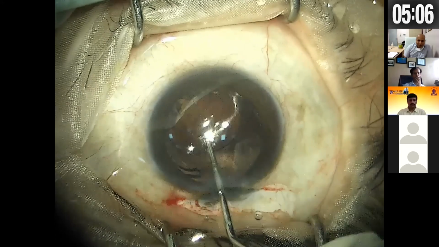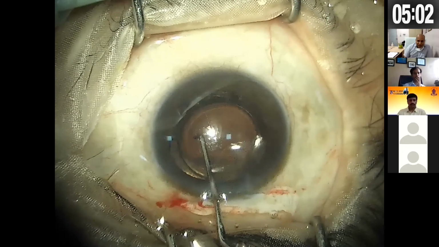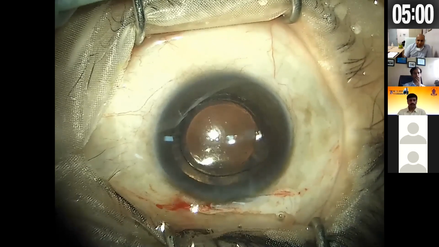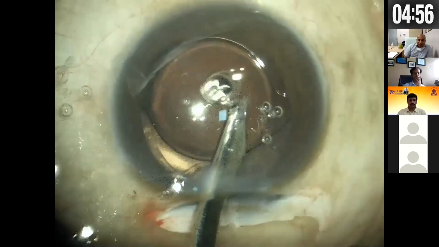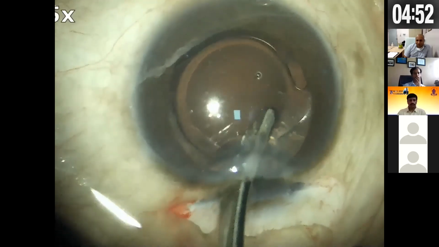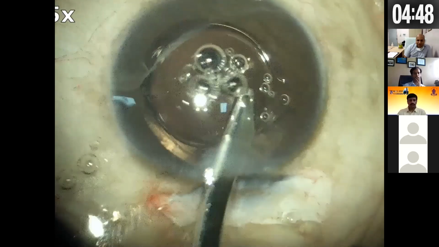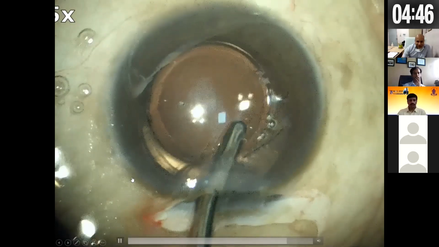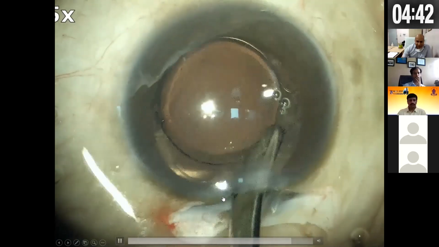The IOL has been implanted, and you will see a twist here. Now there's some cortex left behind because I decided to implant the IOL and then go ahead with the irrigation aspiration. This burst of bubbles, which you will see now in slow motion, suddenly causes some fluctuation in the chamber, and we have a PC rent right here in this area, and the vitreous starts prolapsing.